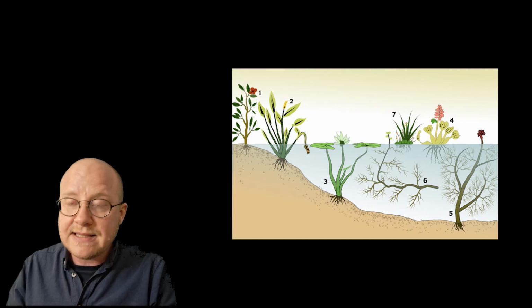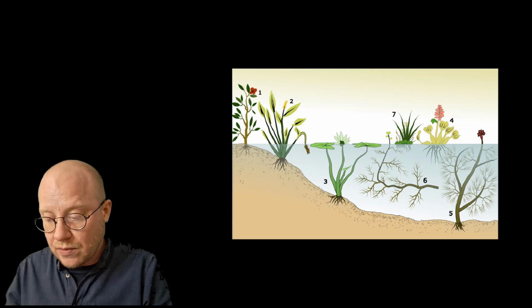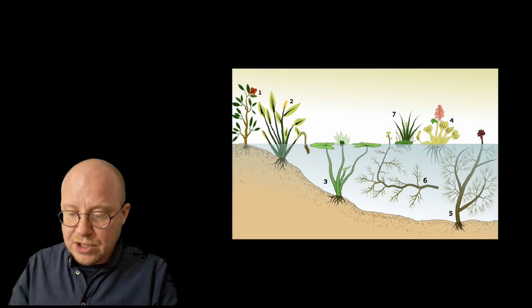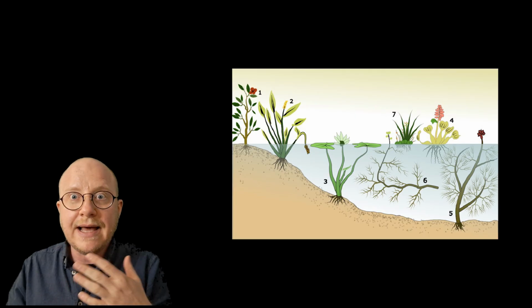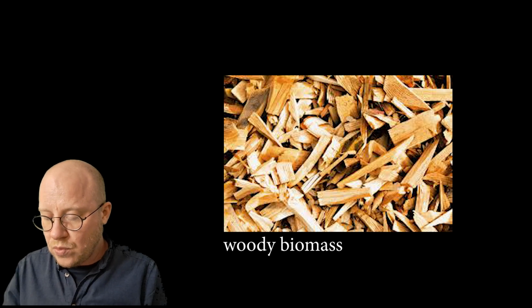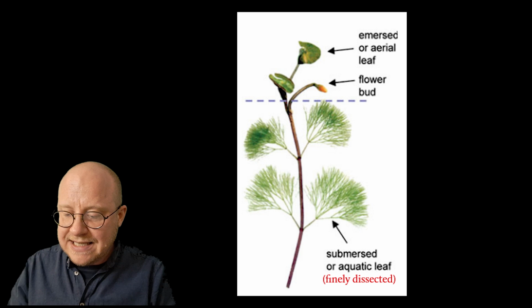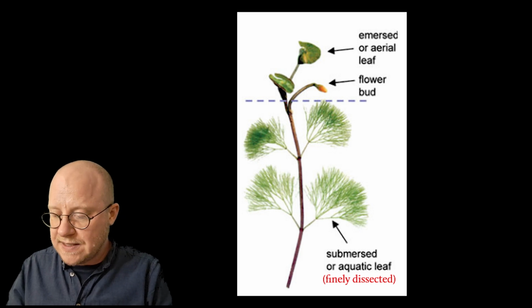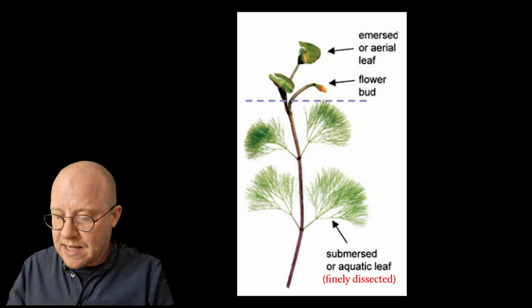Submerged plants have less access to carbon dioxide and light than terrestrial plants in general. Fully submerged plants, that means totally underwater, like kelp, have no requirement for woody biomass, so they don't grow woody biomass. Many submerged plants have finely dissected leaves to increase surface area for the exchange of minerals and gases and to reduce the impact of water flow in rivers.